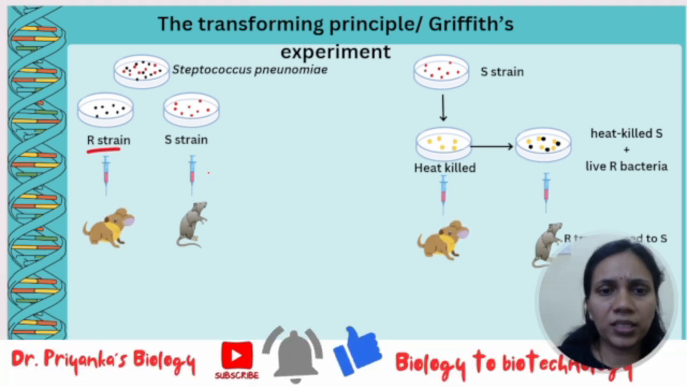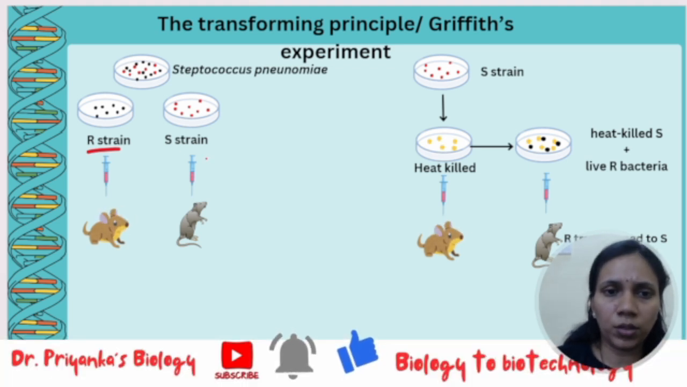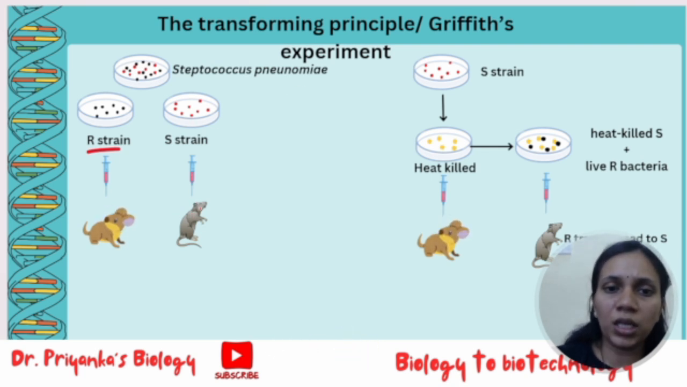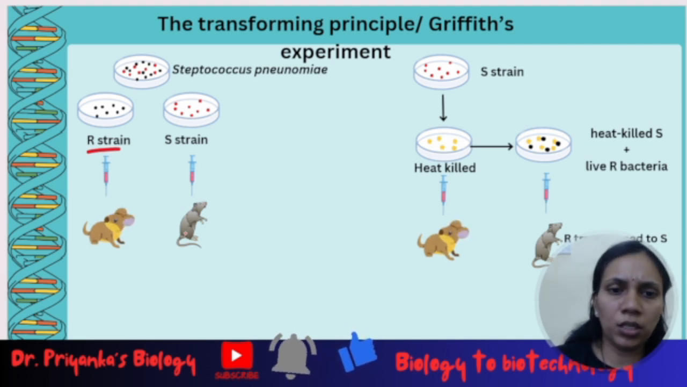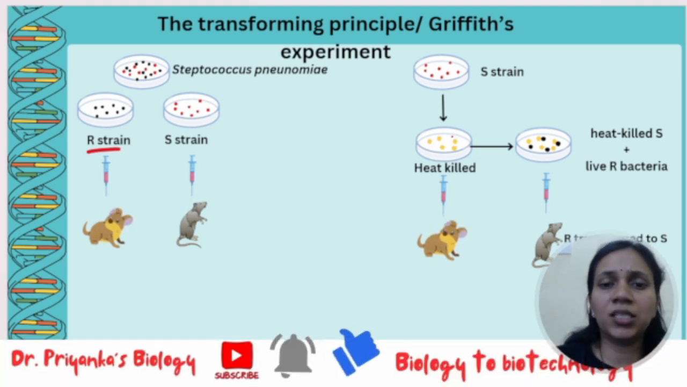Okay, whereas the smooth strain, what it did, when it was injected into a mouse, it was seen that it caused pneumonia and the mouse would die. So he saw all these things, and then he tried to analyze his studies further.